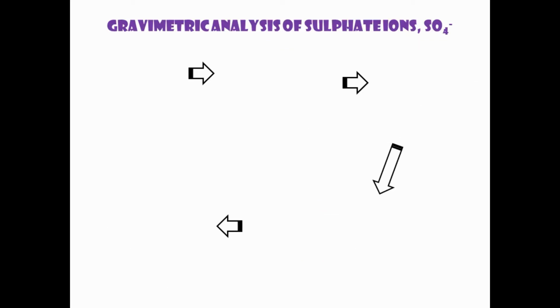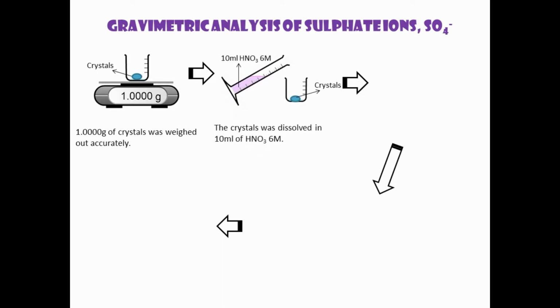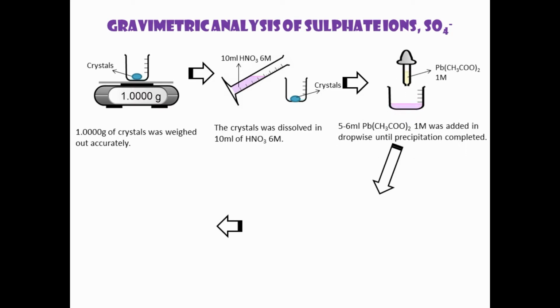Gravimetric analysis of sulfate ions. First, 1 gram of the crystals prepared in part A was weighed out accurately. The sample was first dissolved in 10 ml of 6 molar nitric acid in a beaker. Then, 5 to 6 ml of lead acetate was added dropwise until the precipitation was completed.